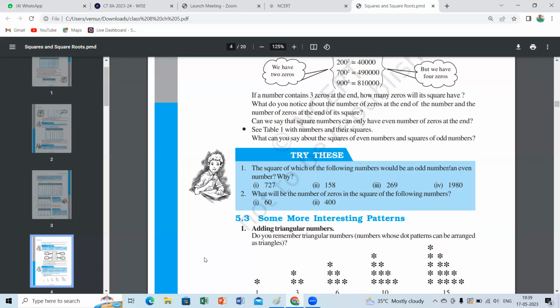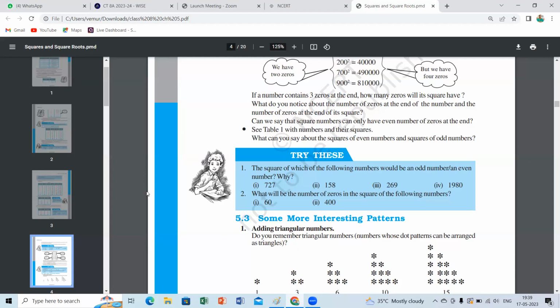First, there is a try this. The square of which of the following numbers would be an odd number or an even number? Ma'am, the first one, I think 10 is even and 4 is even. 7 square is 49, odd. 8 square is 64, 9 square is 81. So 0 square is 0. For even numbers, the square number is also even. For odd numbers, the square number is also odd.